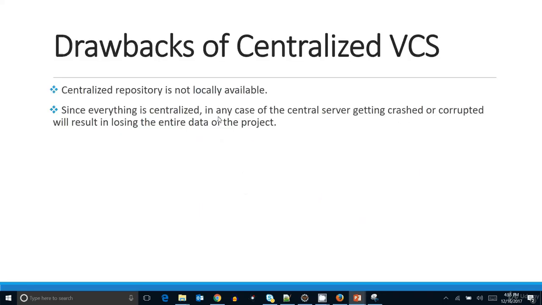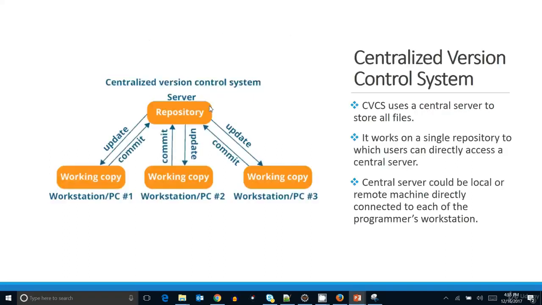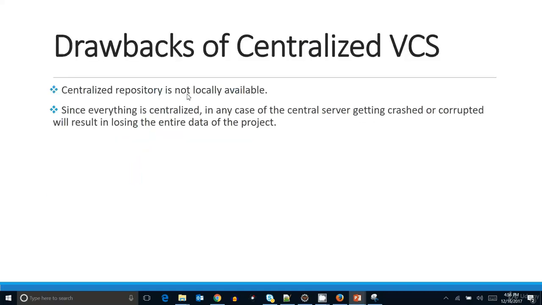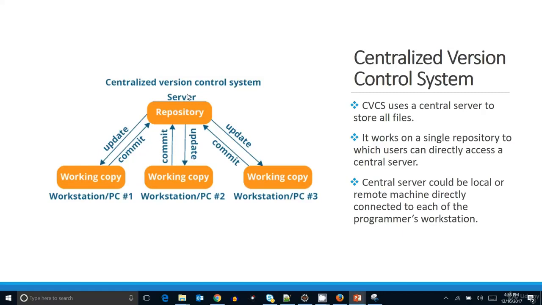Okay guys, since everything is centralized, we have everything on the central server. In case the central server gets crashed or corrupted, it results in losing the entire data of the project. It means if we have everything over here and in some circumstances the hard disk or the CPU of this server crashes, gets destroyed, or is formatted by itself, then the work I and my people have done so far is ruined. There is no work available on the centralized repository. We will lose everything that the company has done so far. So these are the major drawbacks of the centralized version control system, and definitely this is a very serious drawback.